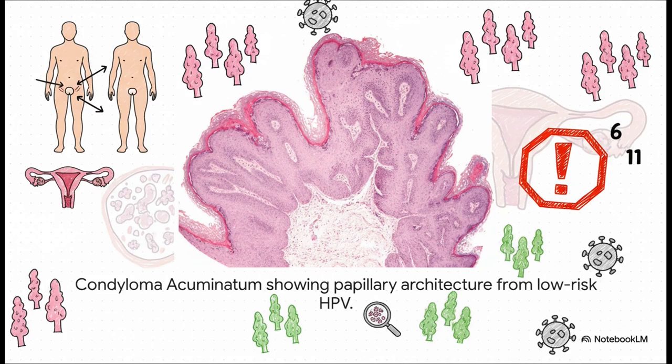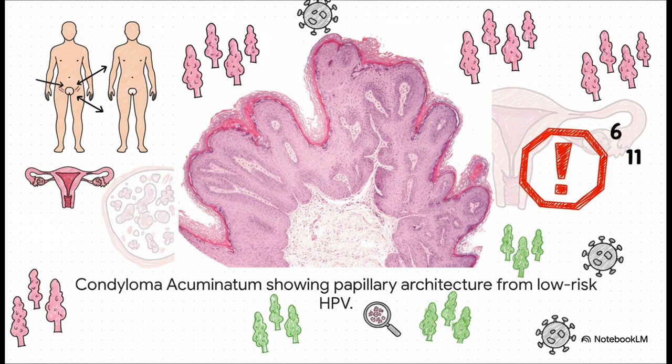And this is condyloma acuminatum, what we commonly call genital warts. Under the microscope, it has this very characteristic tree-like papillary architecture. It's caused by low-risk types of HPV, specifically type 6 and 11. Now, listen carefully. These warts themselves are not precancerous, but their presence is a huge red flag.